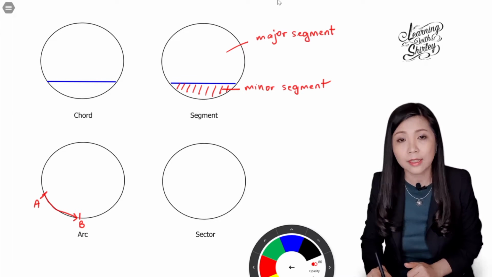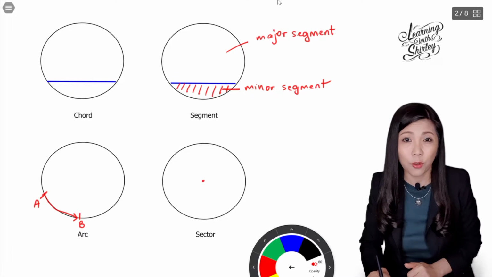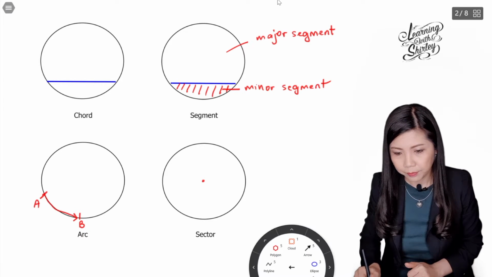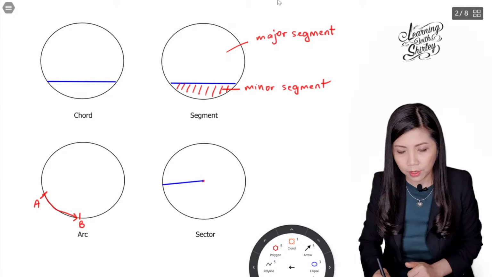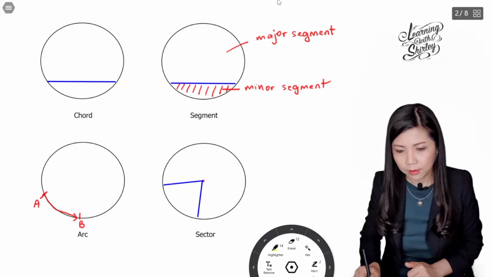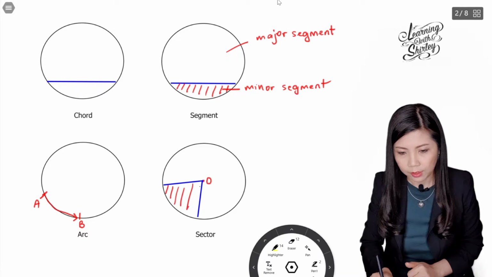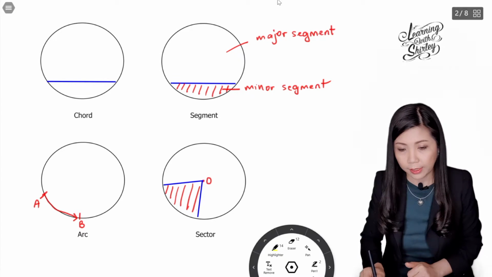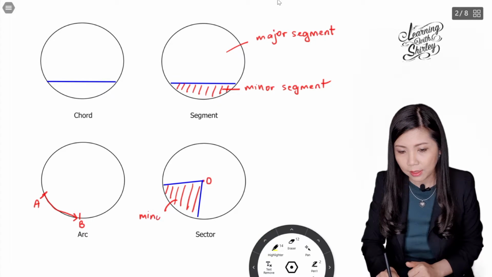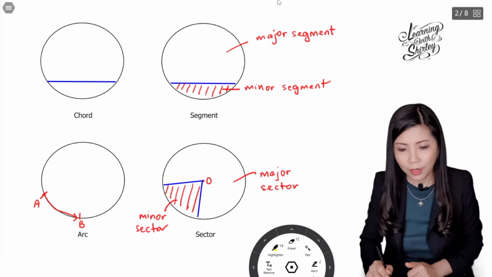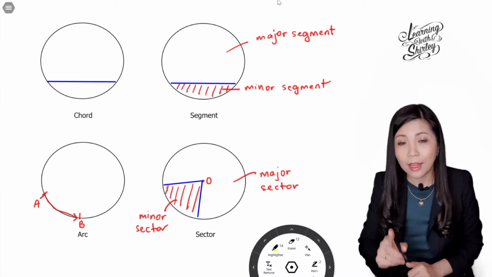Next, what is a sector? The sector is like a slice of a pizza. Let me draw the line. So here, join to here, from the center to here, and then here. It's like a slice of pizza. This is the center, O, and this is the region of the sector. If you want to find the area of a sector, this is called the minor sector, and this is called the major sector. This area is bounded by 2 radii and 1 length of arc.